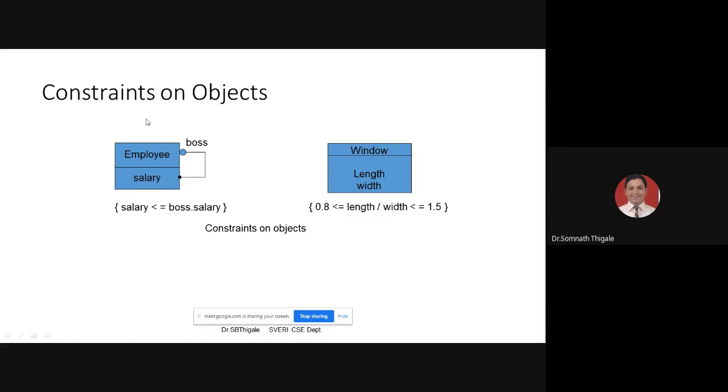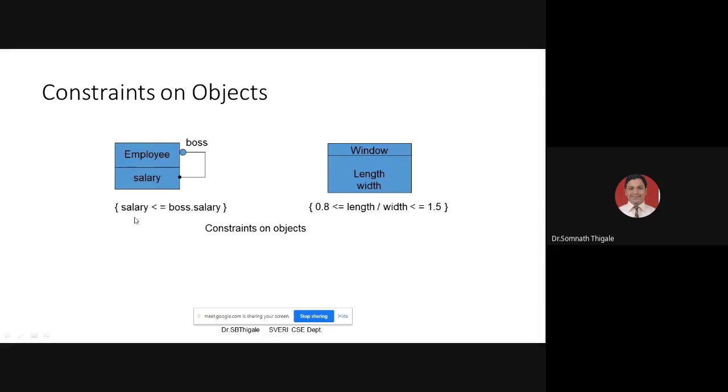You can read out these constraints on particular objects. The salary of an employee should not be greater than the salary of the boss. This is a constraint, some kind of restriction. Again, to decide the window size, length and width, the formulation of this length and width. If the width is more than this or the length is more than this, the proportions are going to get changed. So we are going to take this kind of restrictions here.